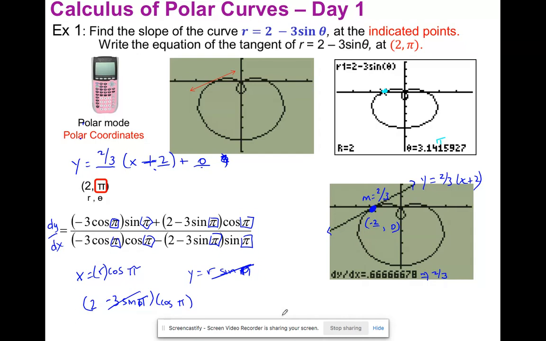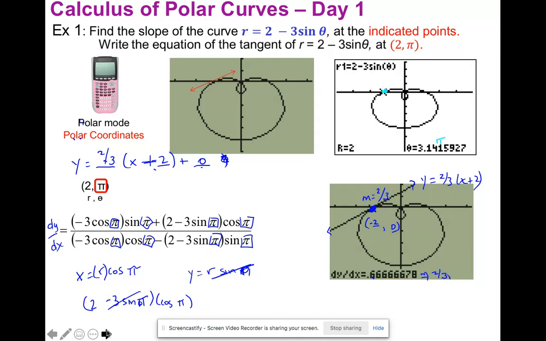Cool? So again, when you have a calculator and you are asked for the slope at a point or the slope of the tangent line, or write the equation of a tangent line, use your calculator, polar mode, polar coordinates, dy dx, second trace choice 2, angle, which is pi, and it gives you your slope. Pop your slope into there and then use your formula to get your x and y.